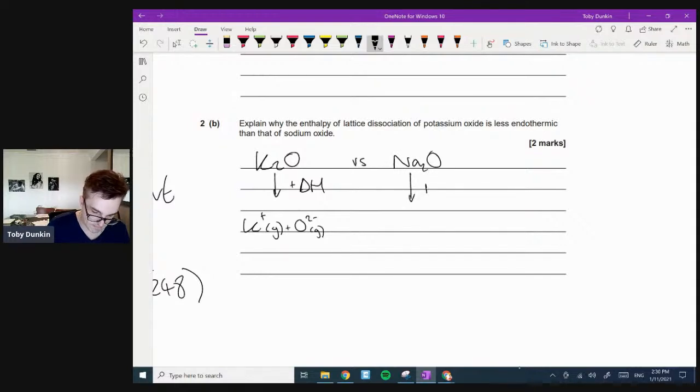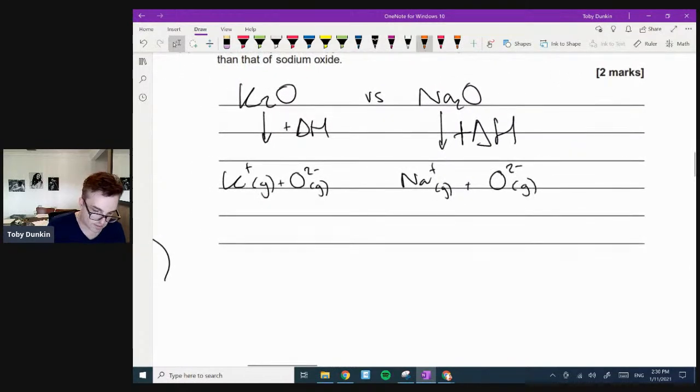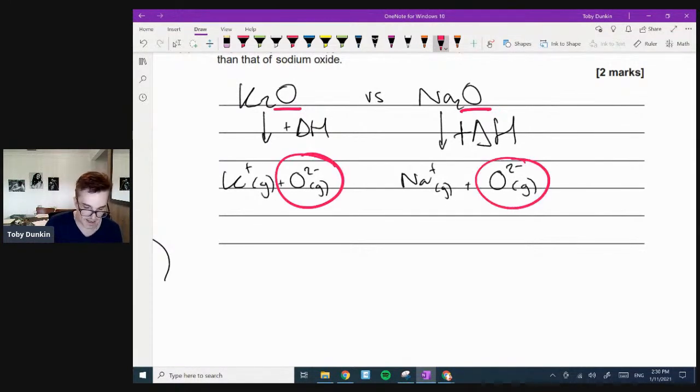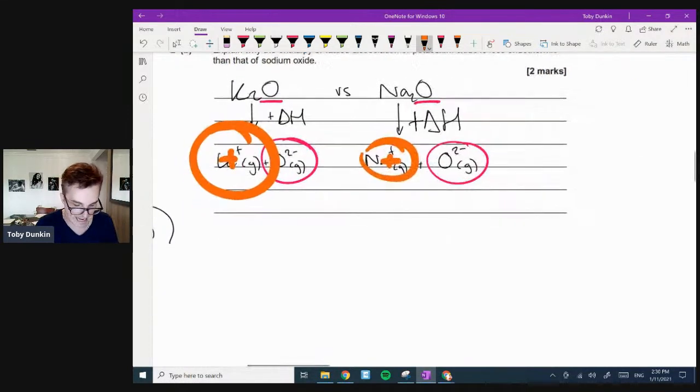So we're going to rip this apart. They're saying it's less endothermic, so that's a bigger endo, and we're going to form sodium 1 plus gas and O2 minus gas. So what would be the difference here? There's only one difference. So the first thing is to realize that the anions are the same. So if I draw those anions on there, they're the same anion, but they have different cations. And the cation here for potassium is this big, and the cation for this side is this big. We know that the sodium ion is smaller than the potassium.